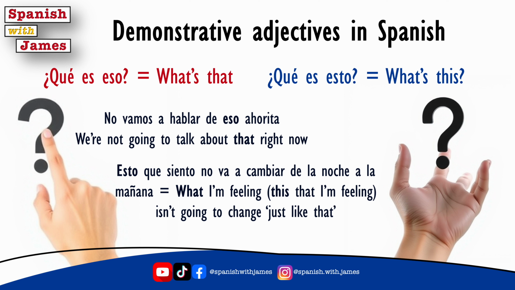What I'm feeling, or this that I'm feeling, isn't going to change just like that. Sometimes with emotions, we might not be able to give it a name. Esta tristeza que siento, this sadness, esta felicidad, this happiness. If I know what it is, I can say este sufrimiento, this suffering, because it's el sufrimiento, este sufrimiento, la felicidad, esta felicidad. But if I don't really know what I'm feeling, I can't put words onto it.